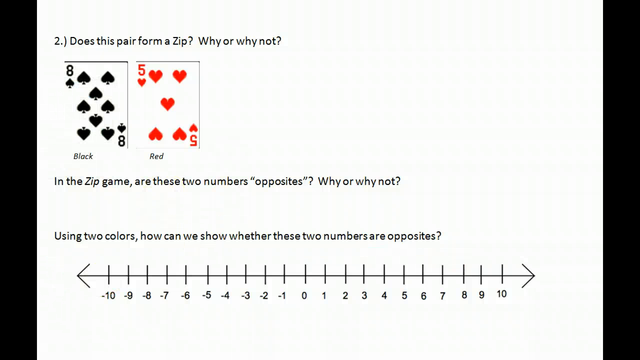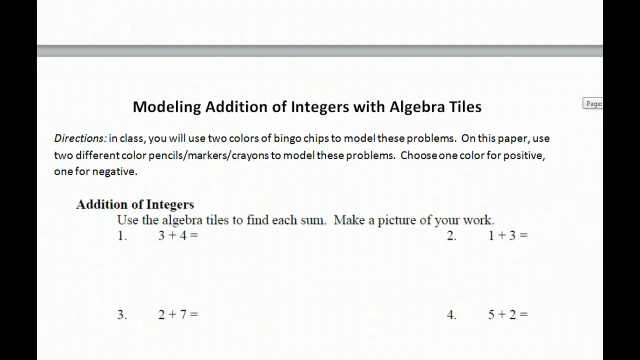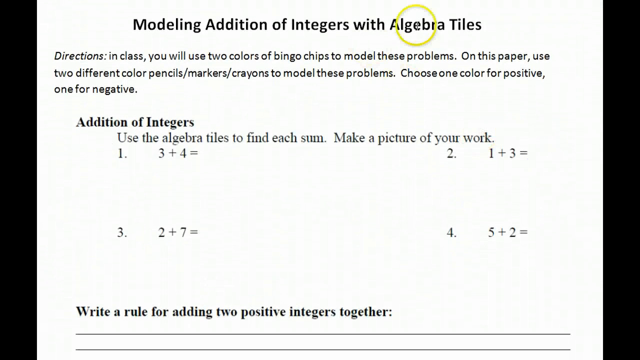Now personally, I like the bingo chips much better. Modeling of integers, they call them algebra tiles. That's what the math term is, but I use bingo chips. So I'm going to choose, again, black for positive. Actually, we're using green in class, so I'm going to choose green for my positive. The way you'd model this, 3 positives and 4 positives. So 1, 2, 3, 1, 2, 3, 4.